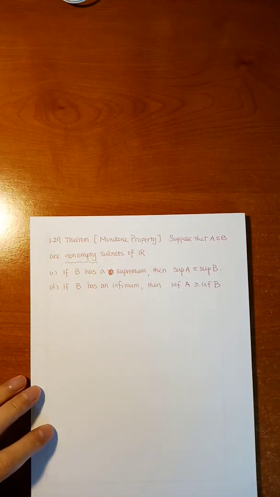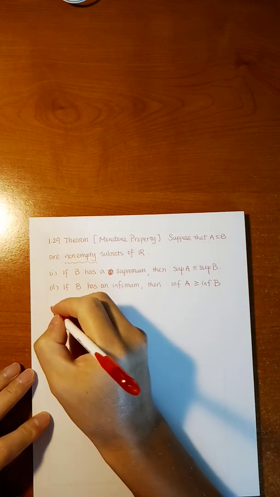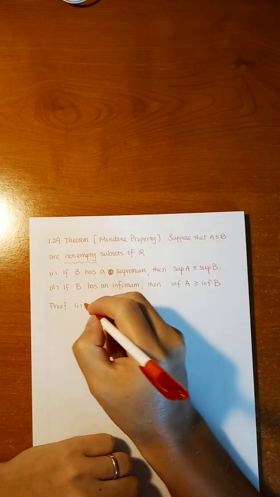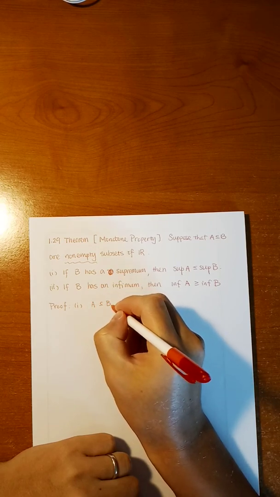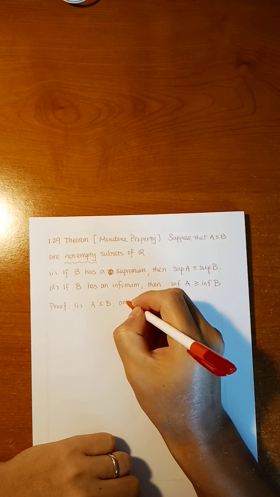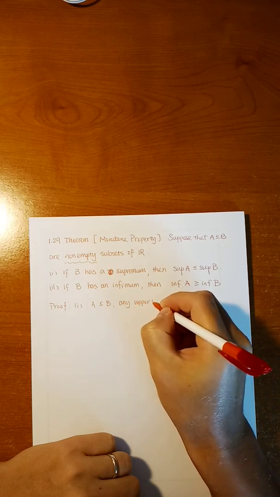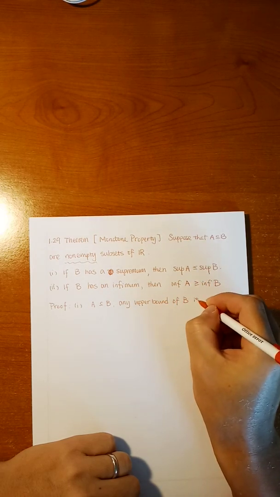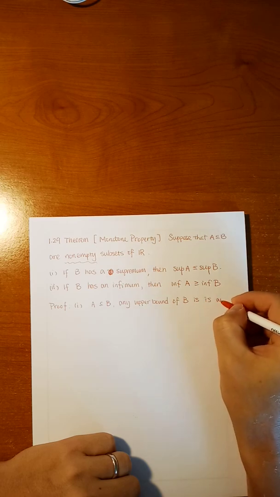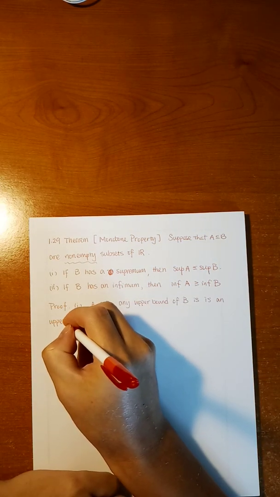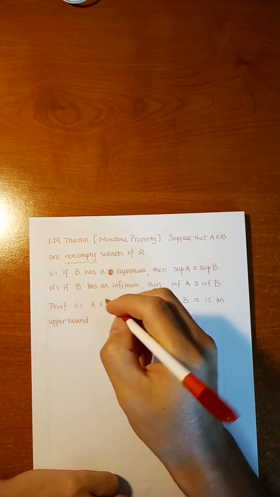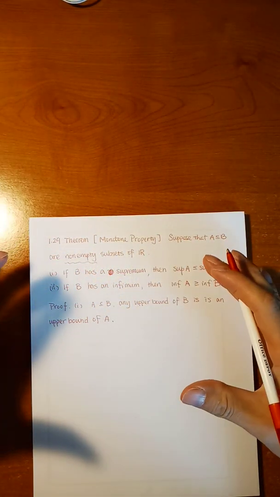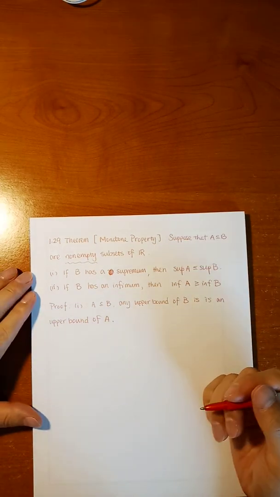Okay, so the proof is not difficult. It's very simple. Let's see the proof. For the first part, A is contained in B, then any upper bound of B is an upper bound of A. You have an upper bound of B because it's already very big, so the upper bound of B is an upper bound of A.